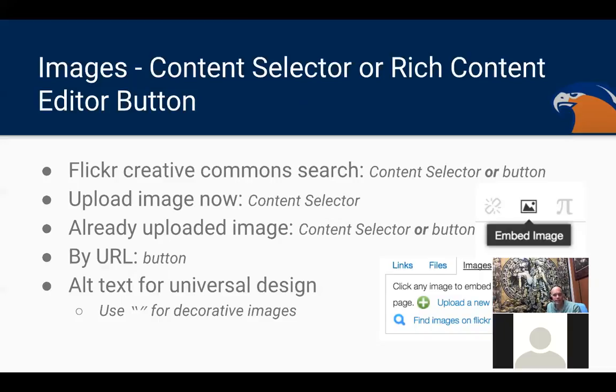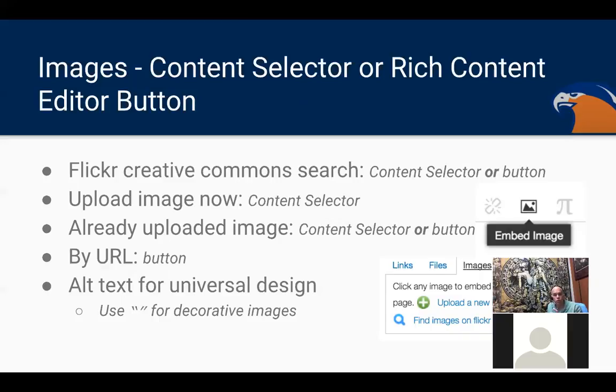And the other is that content selector, that same tool that I use to add a link. Well, one of the tabs up there is images. And so again, these two different ways. If you want to add something from Flickr, you can either use the content selector or the embed image button.